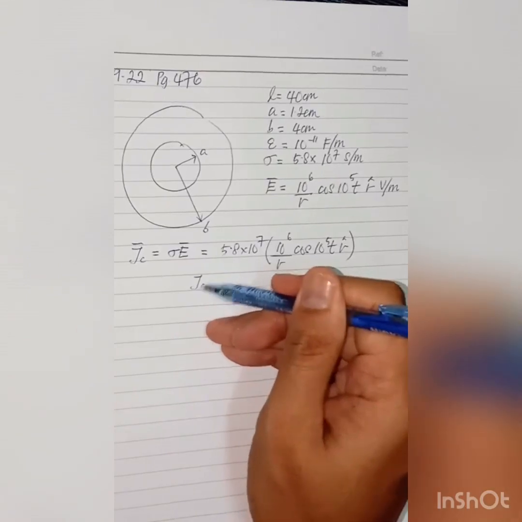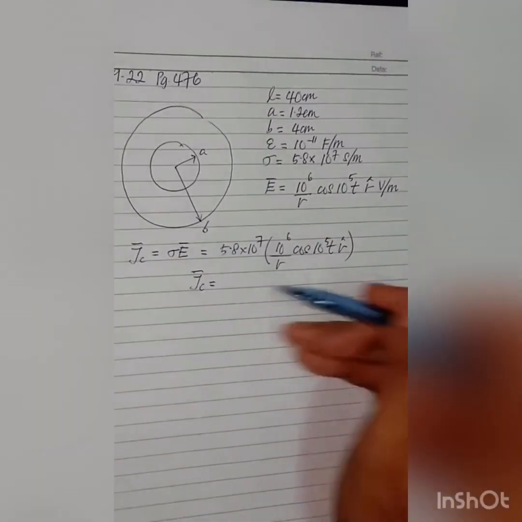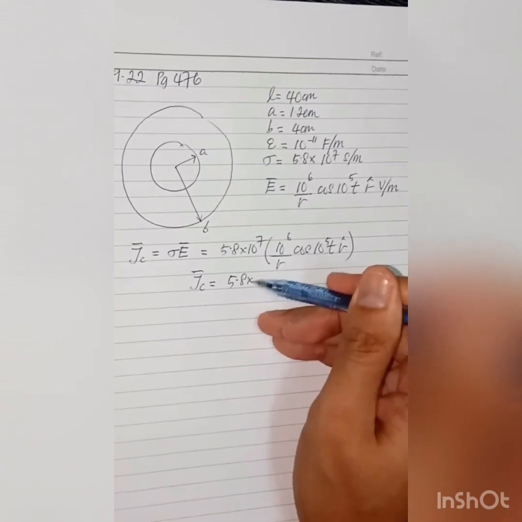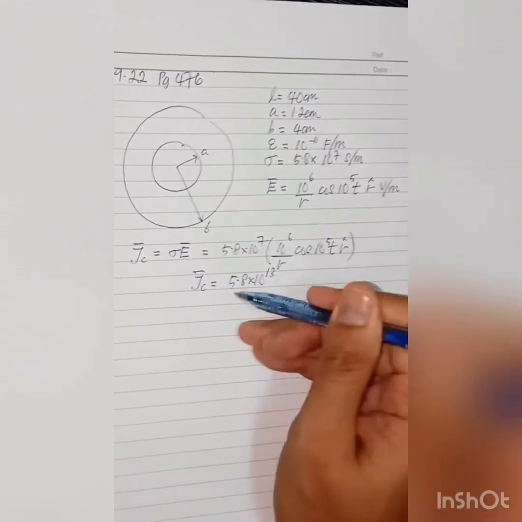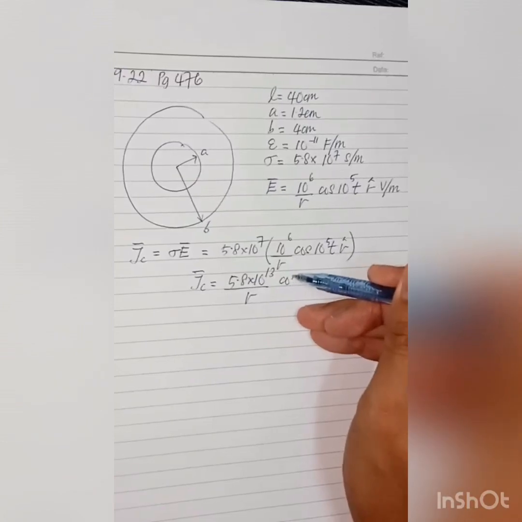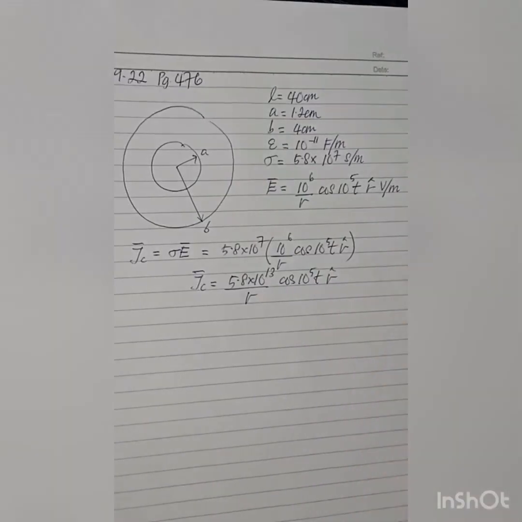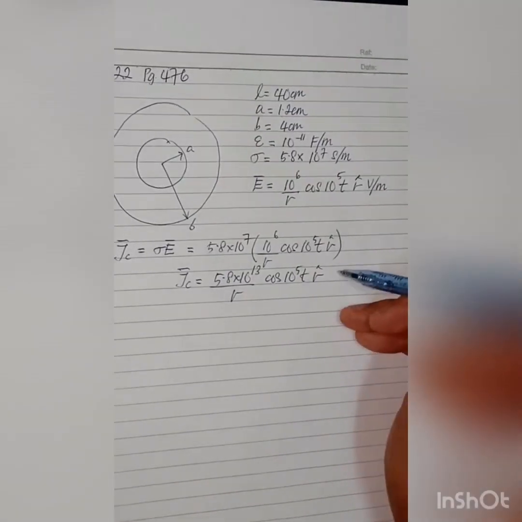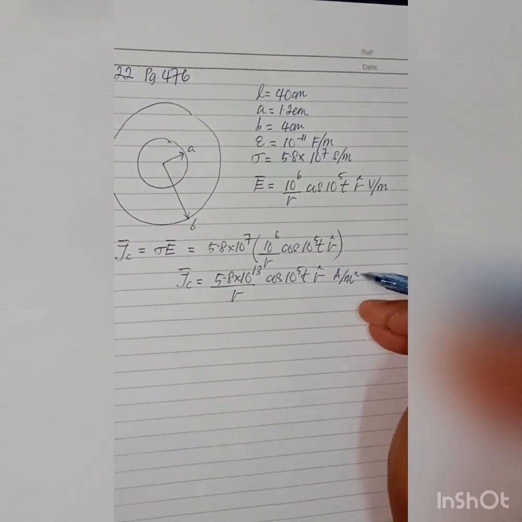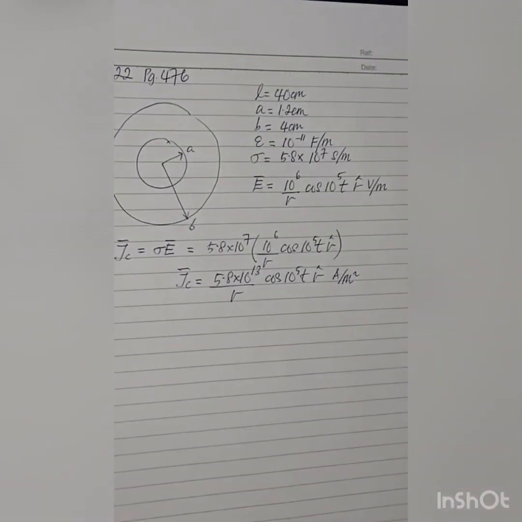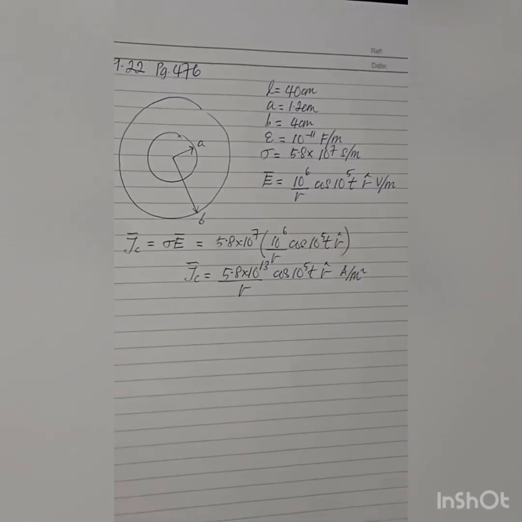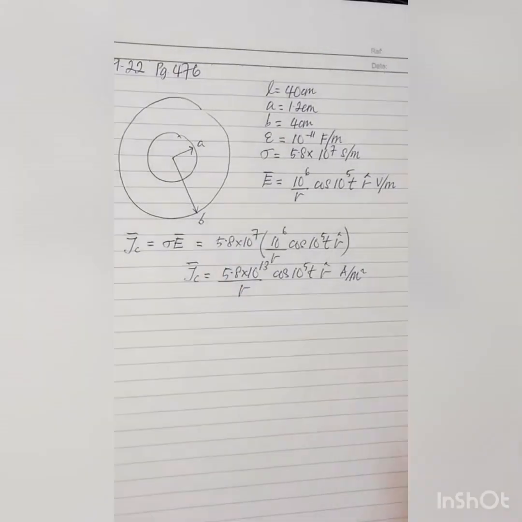So lastly, we're gonna have the JC expression as 5.8 times 10 power of 13 over r cos 10 power of 5 t in r component, and it has a unit of ampere per meter squared because it's current density. Okay guys, so that's our conduction current density, and now we are going to calculate the conduction current, the IC, which can be obtained from the JC itself.